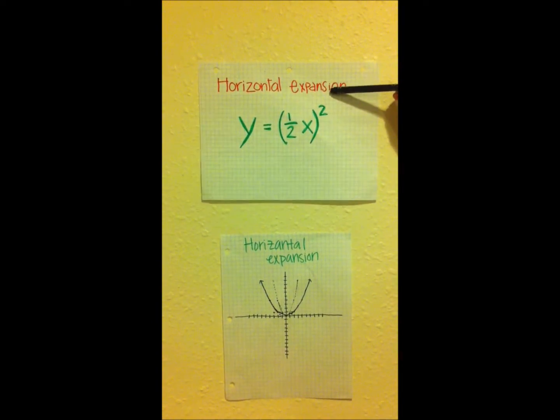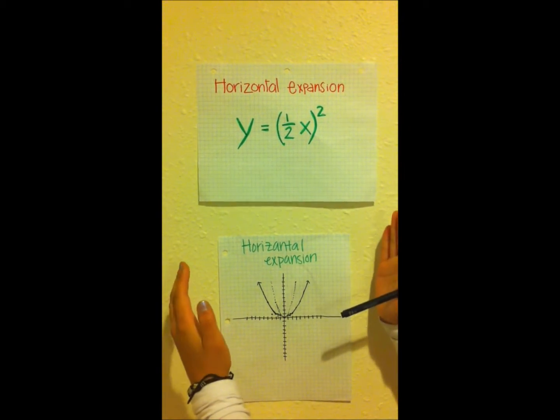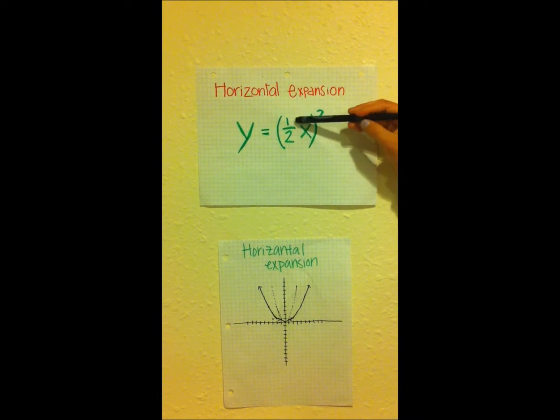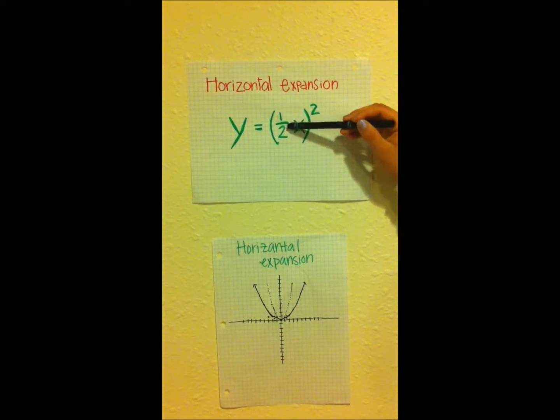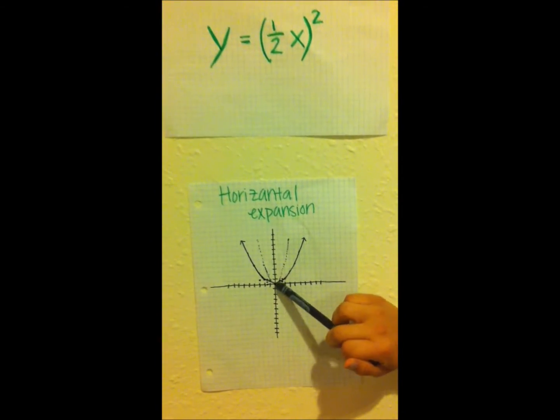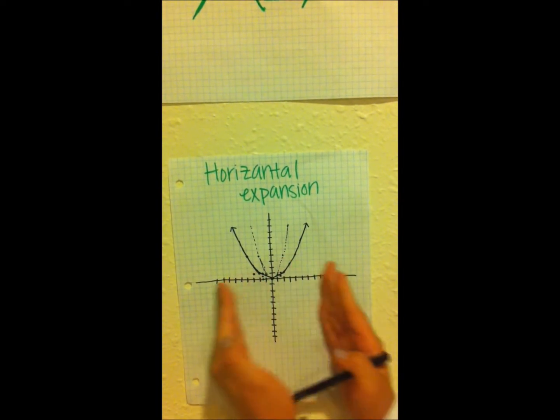For horizontal expansion, the graph expands this way for the x values. And we have an example here, 1/2, and you really do the opposite, so you multiply the x values. So you get the x values multiplied by 2, and it goes outward.